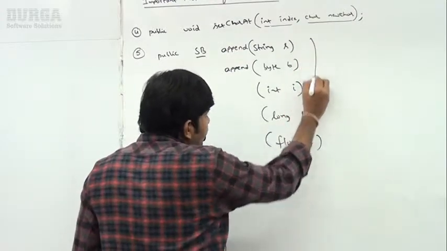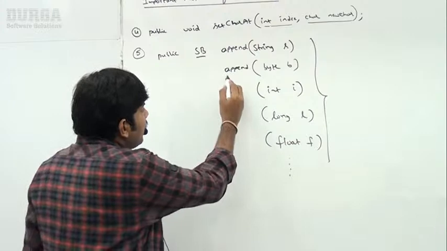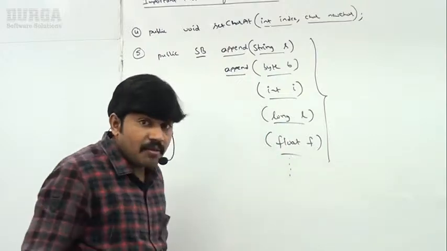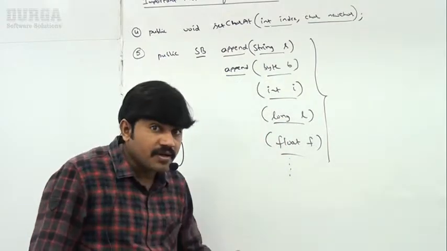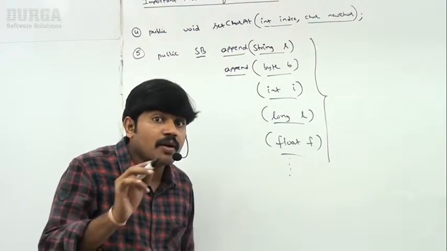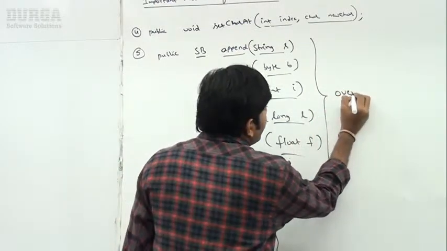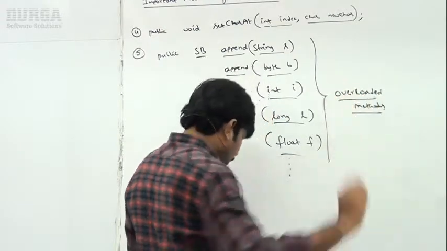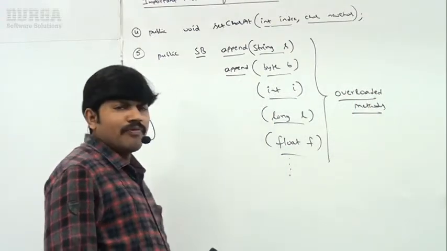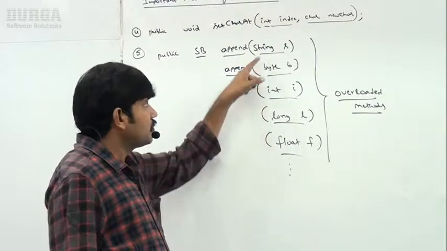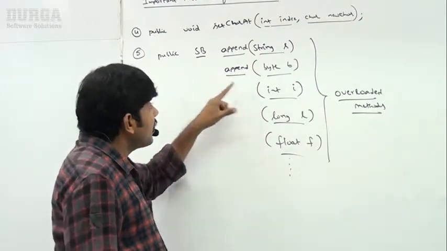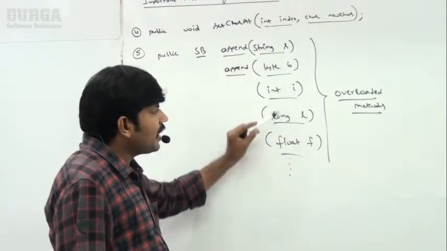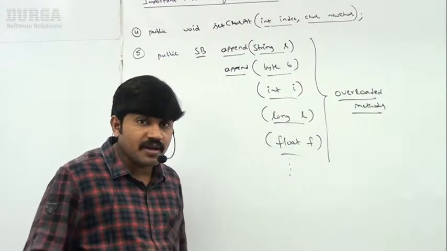Okay? If you observe all these methods, the method name is the same, but the arguments are different. This type of concept is called overloading. These methods are called what? Overloaded methods. Are you getting? Overloaded methods. Remember this one. So now, let me go for a small example, then you will be able to understand. But please make sure there are multiple append methods available for StringBuffer. Any type of argument you can append for StringBuffer is acceptable.